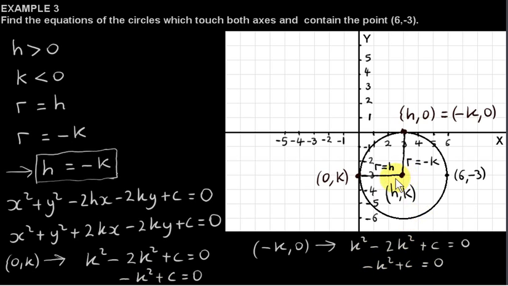The reason why is because once we know that r is both equal to h and minus k, and the circle touches the y-axis, then it must touch the x-axis. So this piece of information is really redundant. So we can actually ignore this. We just get the same result here.